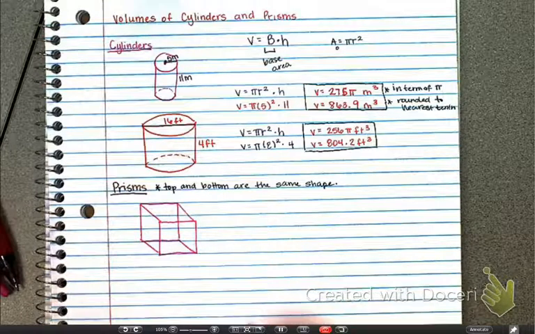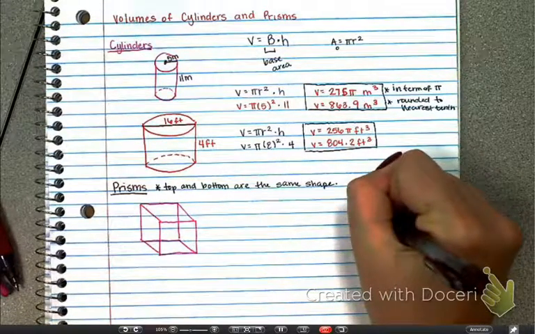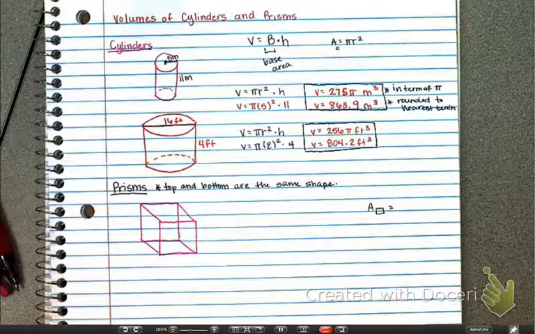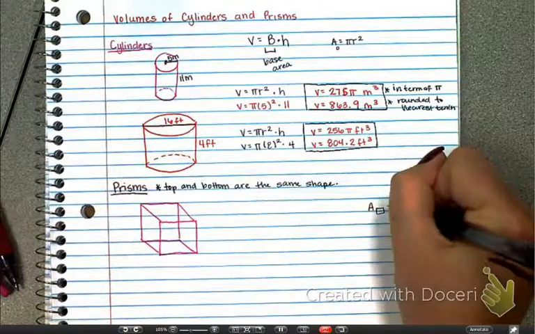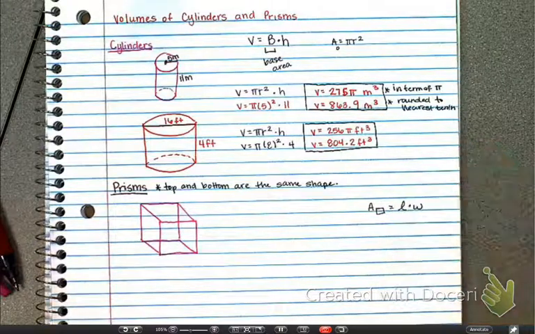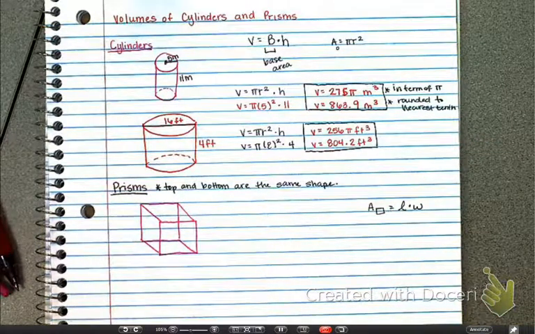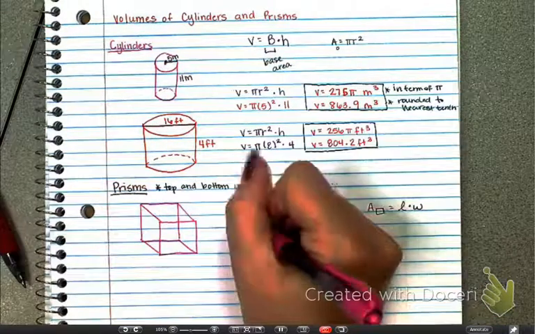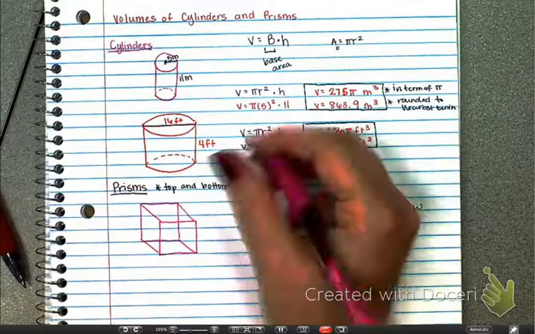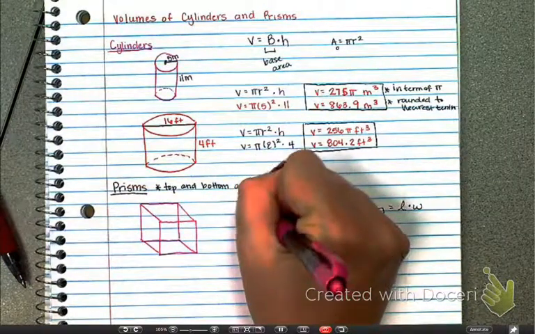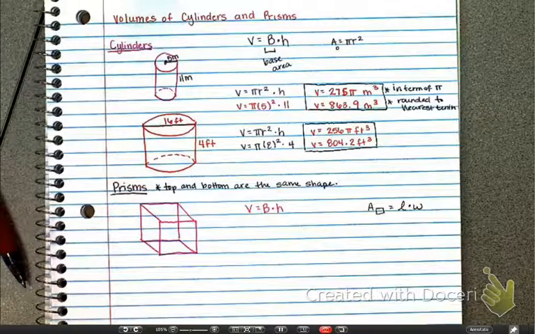What is the top and the bottom of this box? What shape? Rectangle, potentially a square, right? What is the area of a rectangle or a square? How do you find it? Base times height or length times width, right? You can use either letters. Do you agree with that? Okay. Now, the volume for all prisms is big B times little h.